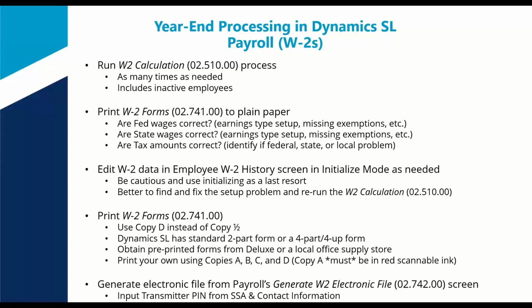You can, instead of using pre-printed forms, print your own forms using copies A, B, C, and D. However, you need to know that copy A must be printed in red scannable ink. Once you've printed your forms, then you'll go on and generate the electronic file from the Generate W-2 electronic file screen. You'll need to input the transmitter pin that you received from the SSA and your contact information so they know who to contact if there are issues with the file.